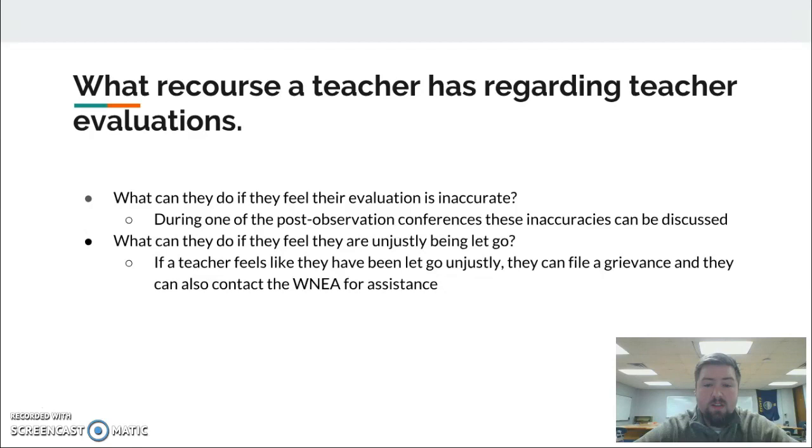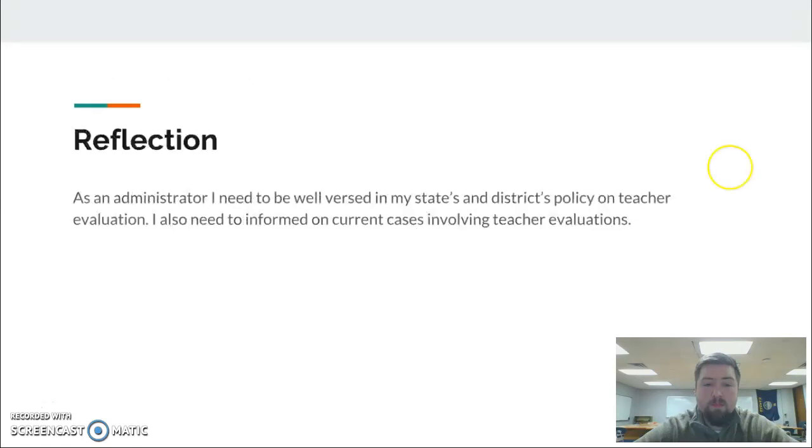My reflection after this assignment was, as an administrator, I need to be well versed in my state's and district's policy on teacher evaluation. I feel like I need to understand the legalities of everything, what I can and cannot do. If I feel like a teacher is not performing well and continues to not perform well after the evaluations, what do I need to do to make the next step of possibly terminating that teacher? Or during my evaluations, how do I help that teacher? Now, my first thought doesn't need to be, how can I fire them? It'd be, how can I help them to reach their students better?